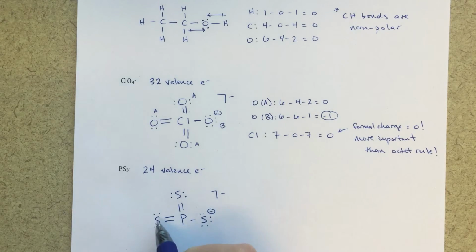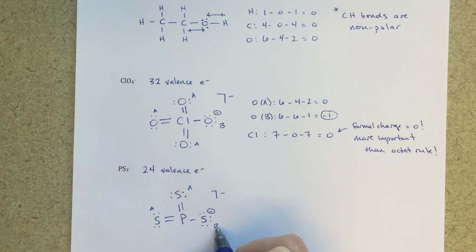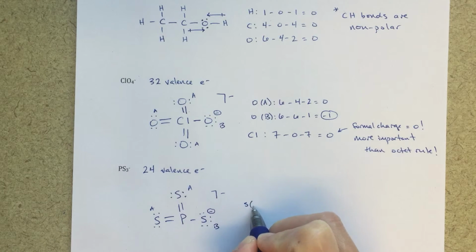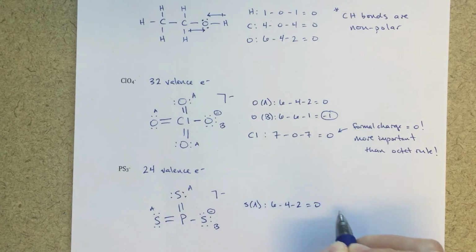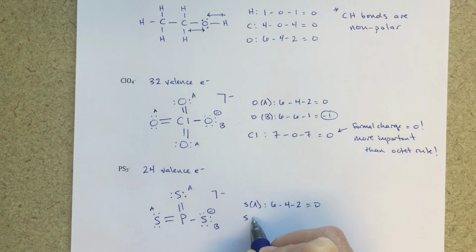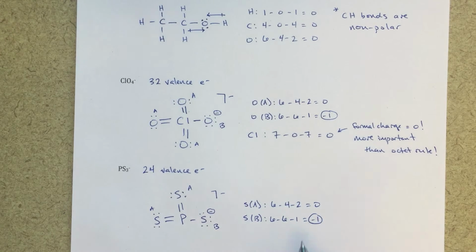with 2 bonds and 2 lone pairs, and I know that's going to end up giving sulfur A and sulfur B. My sulfur A is going to end up having 6 minus 4 minus 2 equals a 0 formal charge, whereas sulfur B is going to end up with 6 minus 1 equals minus 1 formal charge, right? So that's where the minus 1 formal charge for this whole molecule comes from.